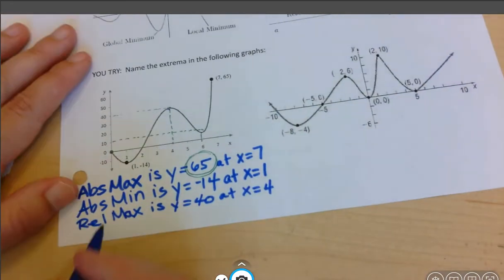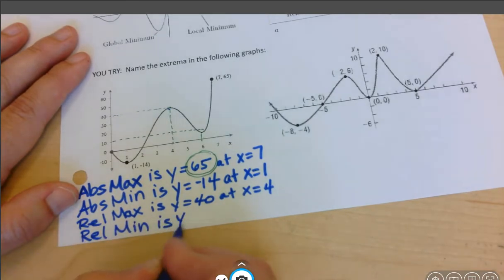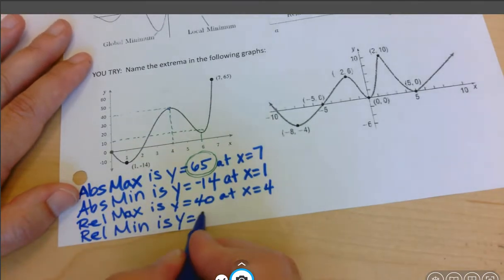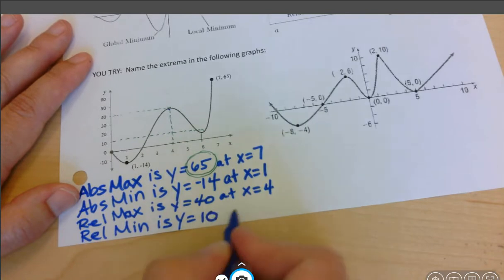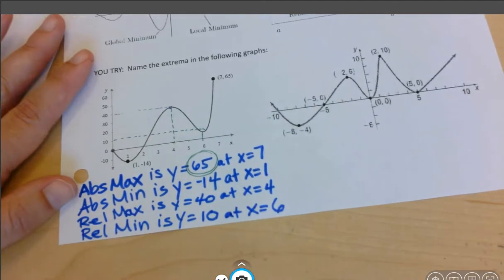And then we saw that there was a relative min. I think we decided we were going to let that be 10, even though it didn't quite look like 10. At y equals 10, and then at x equals 6. Okay?